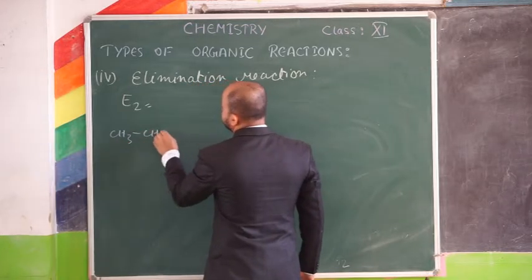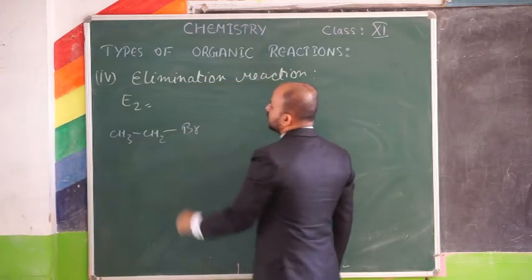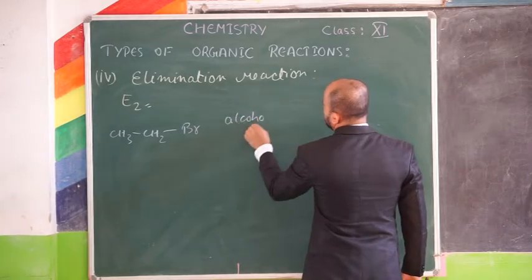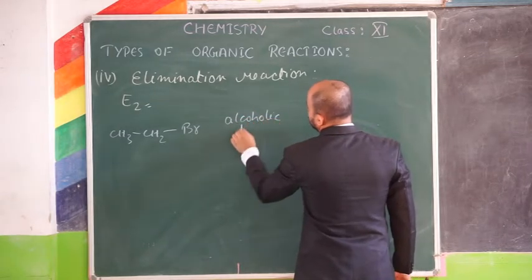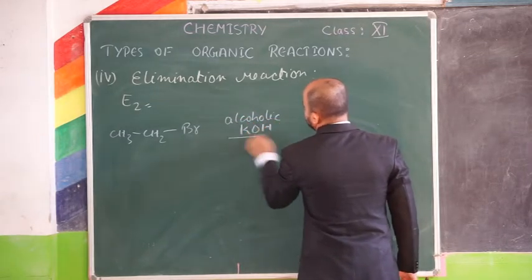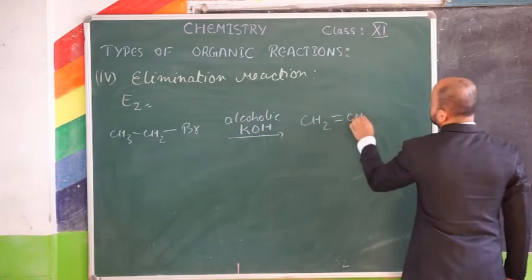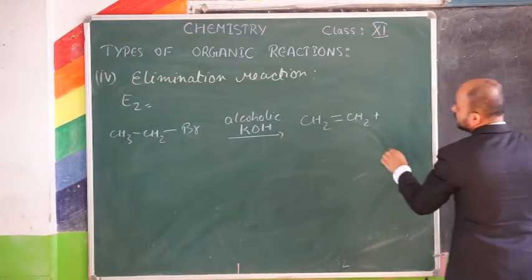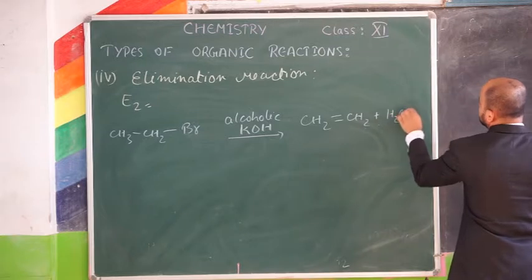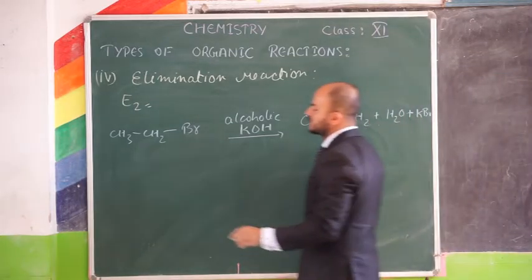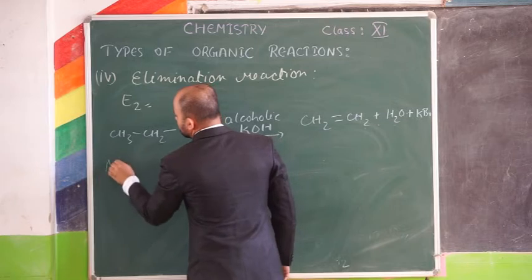CH2Br. Now, in presence of alcoholic KOH, elimination reaction takes place, and as a result, you will be getting CH2=CH2, plus you have water and KBr. Now, the mechanism of such a reaction. Okay, so let's discuss the mechanism.